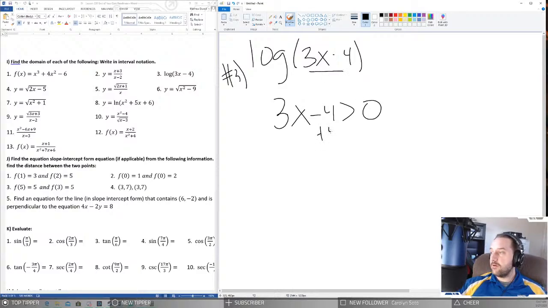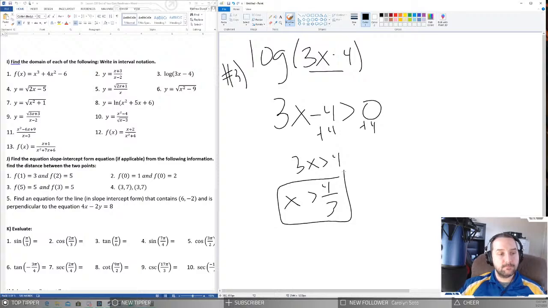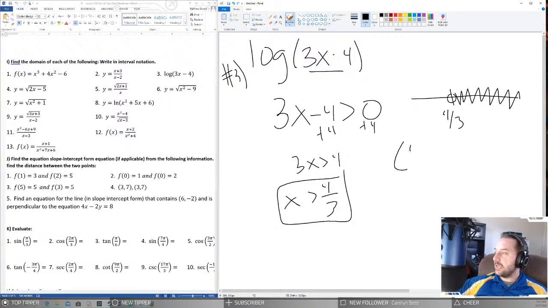So then you're going to add 4. 3x is greater than 4. Divide by 3. X is greater than 4/3. And that's our result. Now for the interval notation part, we would have 4/3. It's an open circle. It's greater than that. So that's going to be 4/3 to infinity.